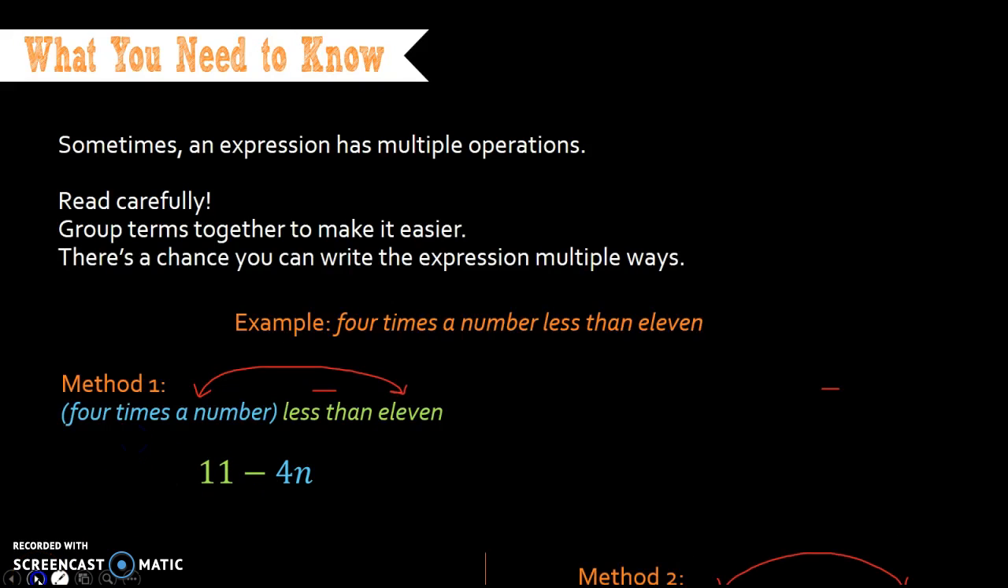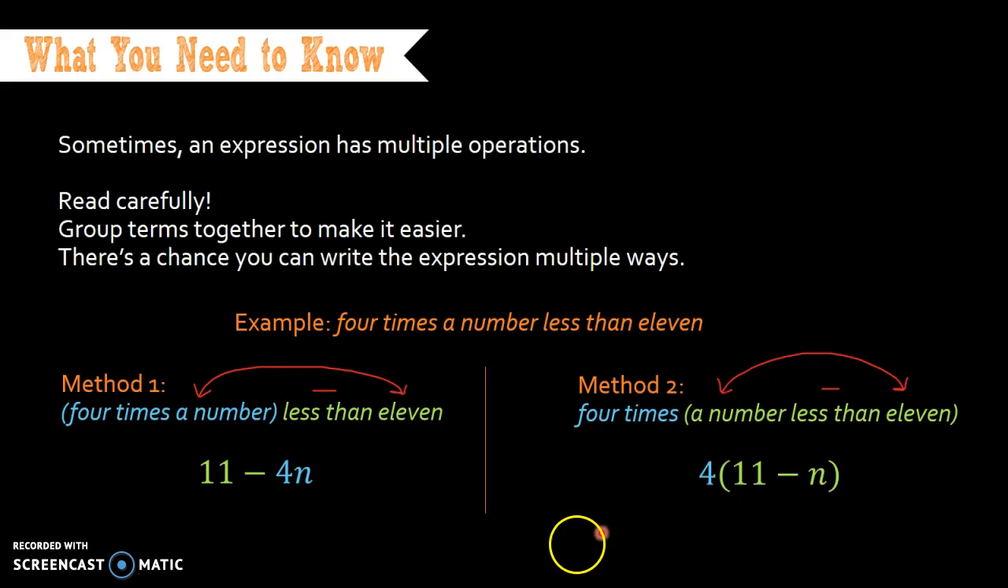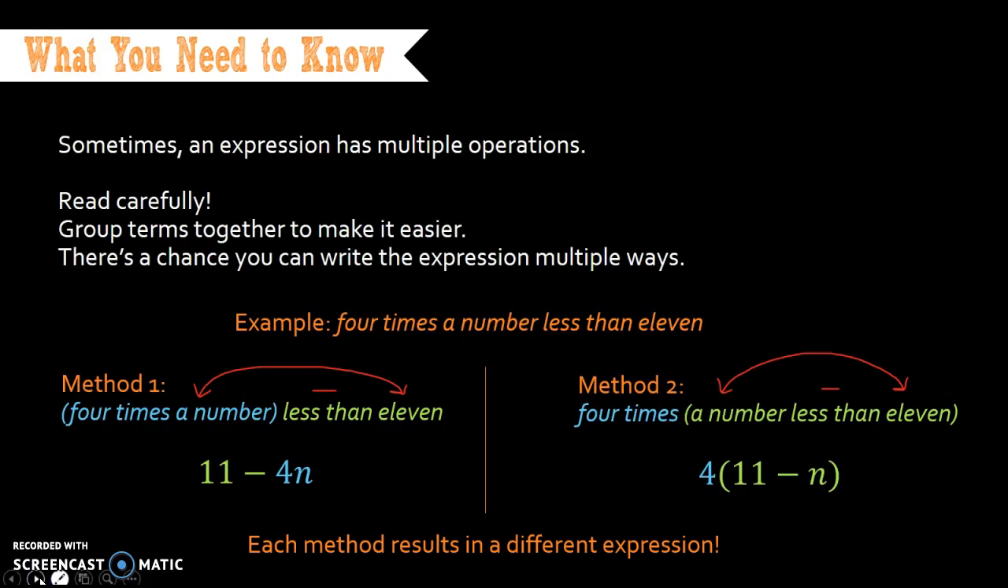Another way that we could write this expression is like this. 4 times could be treated as its own piece, and then a number less than 11 could be written as 11 minus n. 4 times a number less than 11. So there's two different ways right here that I could translate that expression into, we'll call it math language, translating those words into letters, numbers, and symbols. Each method results in a very different expression.